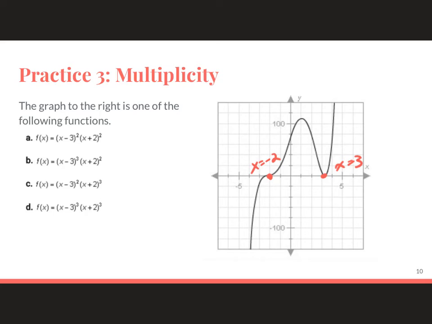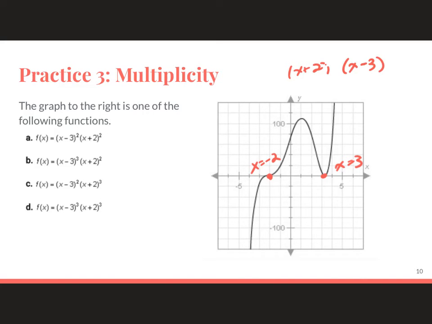So because I have x equals -2, if I were to reverse the zero product property, I know that my factor would be x plus 2. And then for x equals 3, if I reverse the zero product property, I know that would be x minus 3.